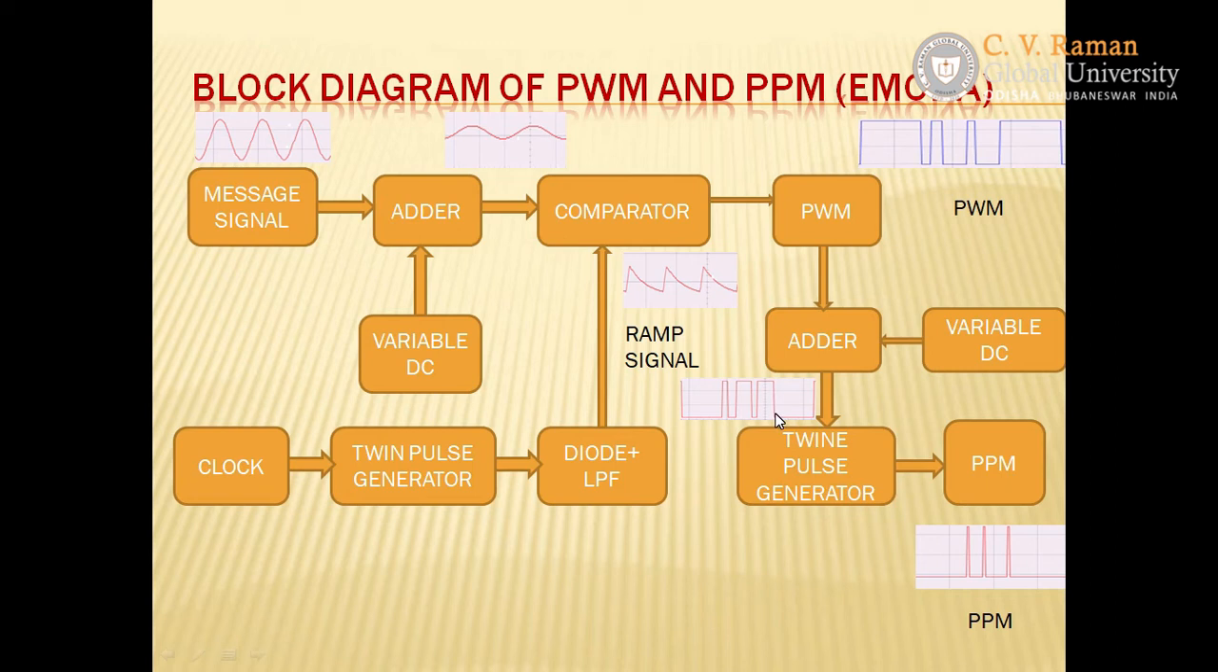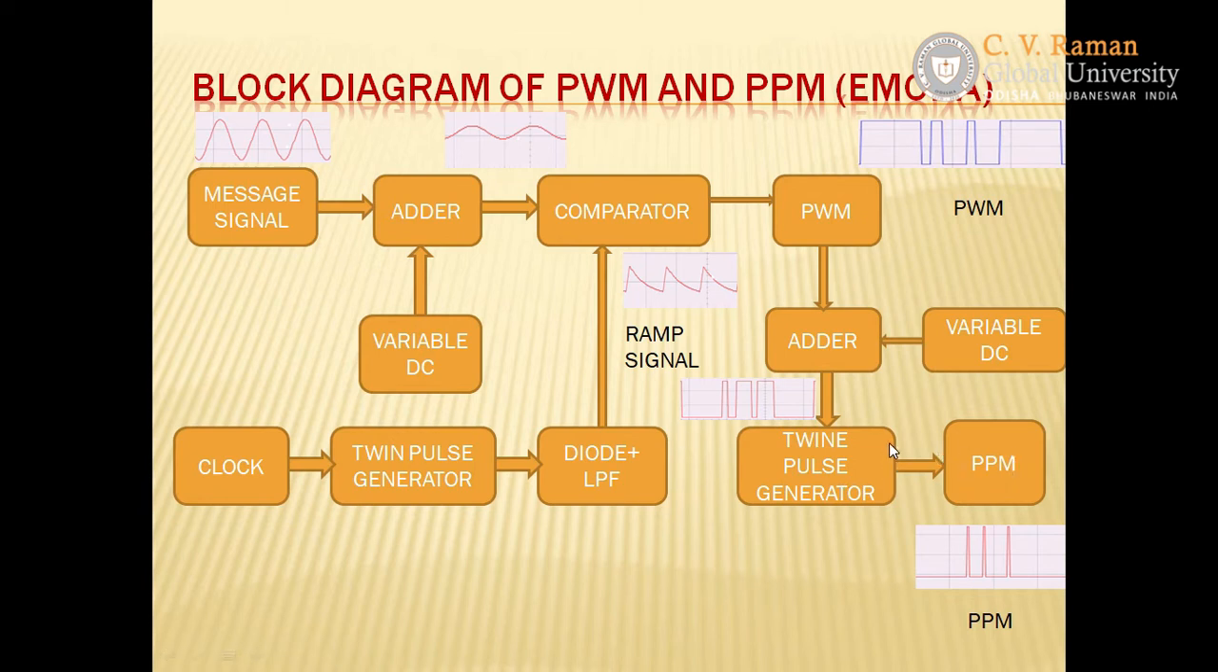Why is it inverted? That is a question for you. You have to check why the signal is inverted. So after that, that inverted PWM signal is given to a twin pulse generator, and that twin pulse generator output is nothing but your PPM signal.